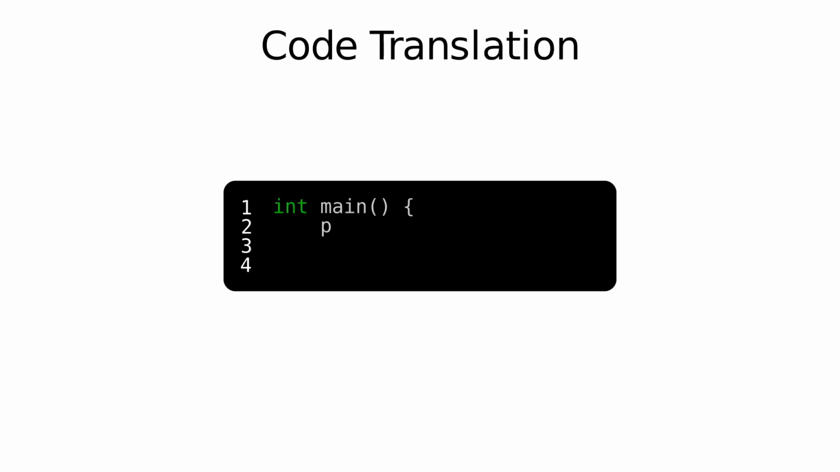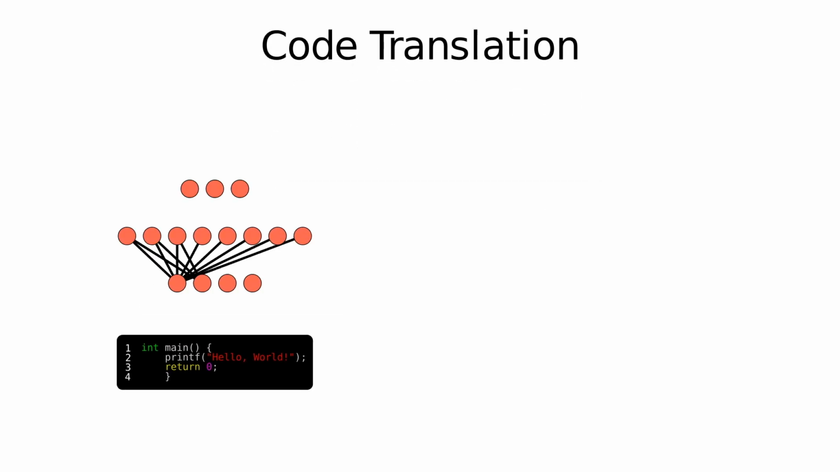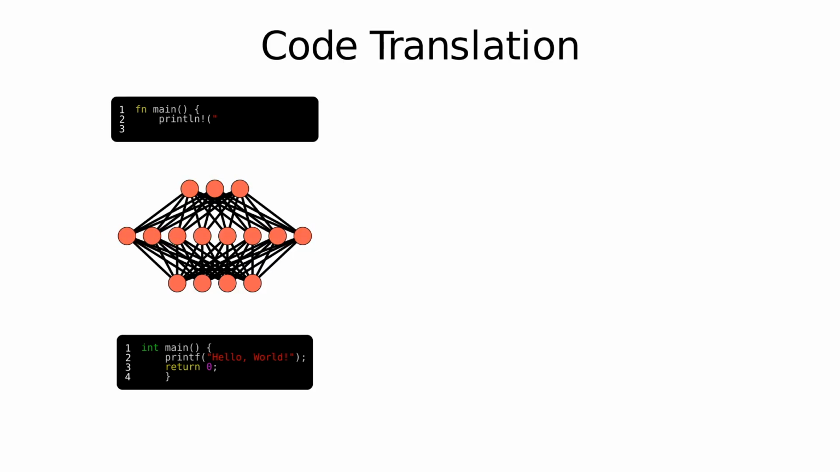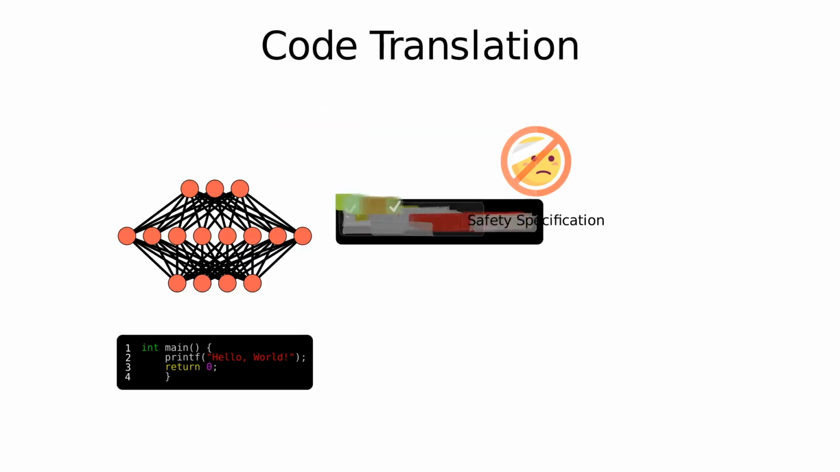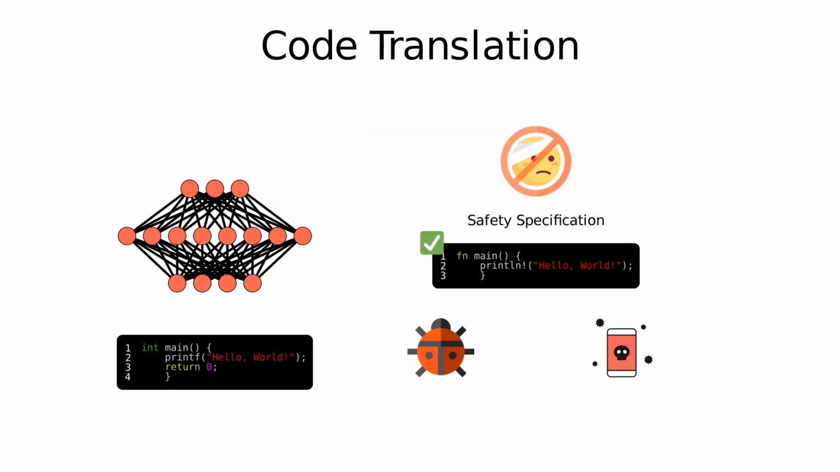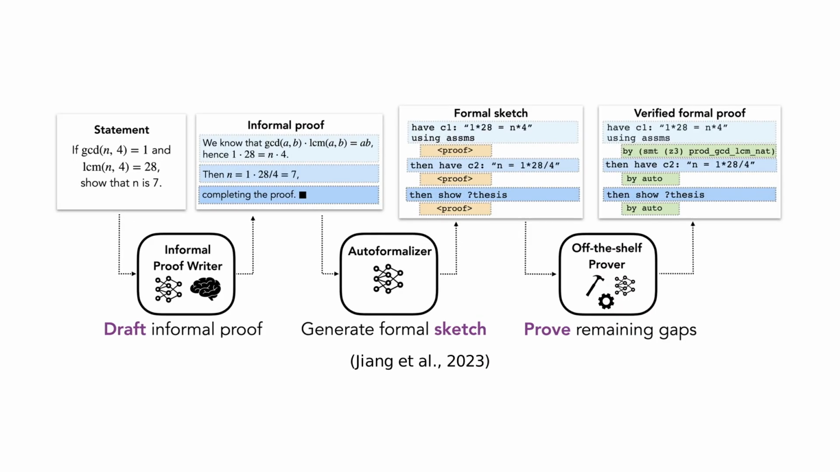Let's look at some examples. Suppose we want to translate code from one language to another, for example from C to Rust. The safety specification could require functionally correct code. It could also require that the code be free from specified security vulnerabilities. But how feasible is this?